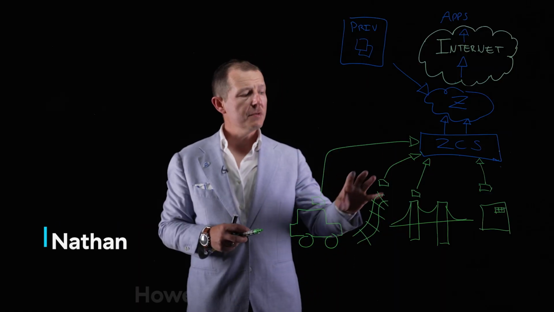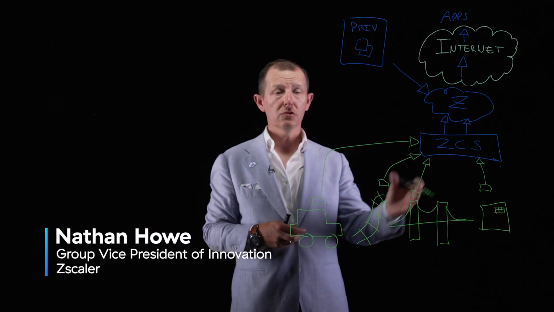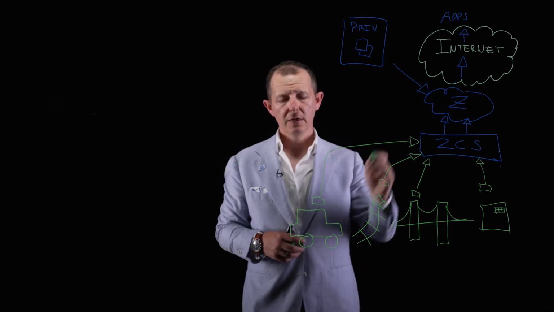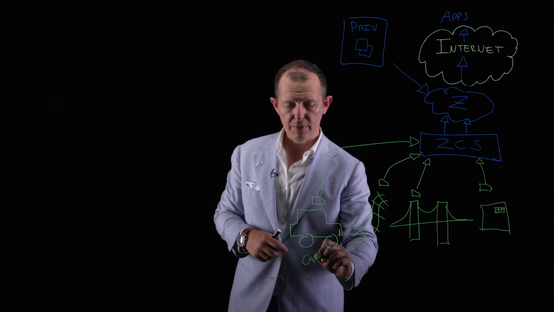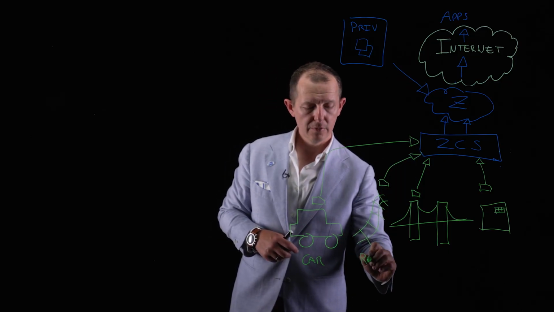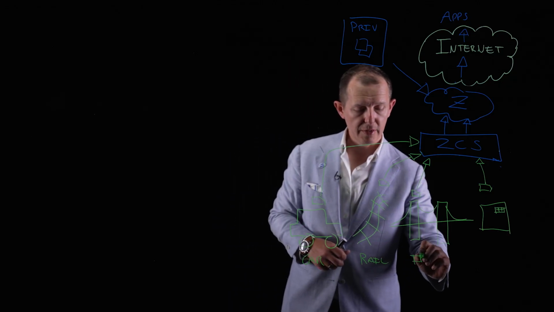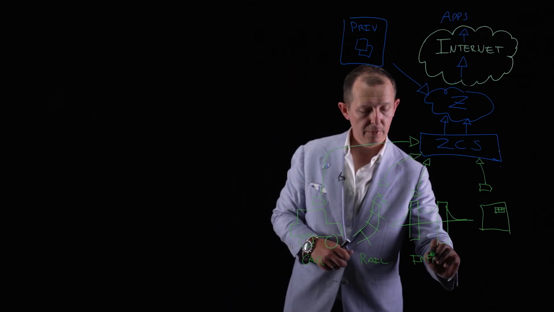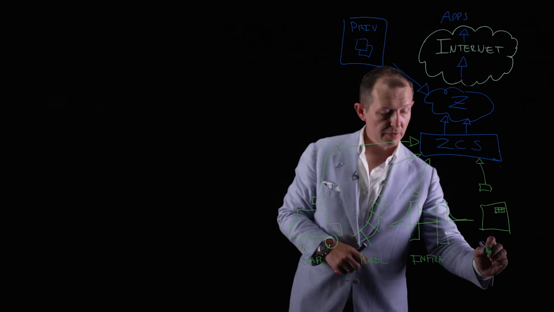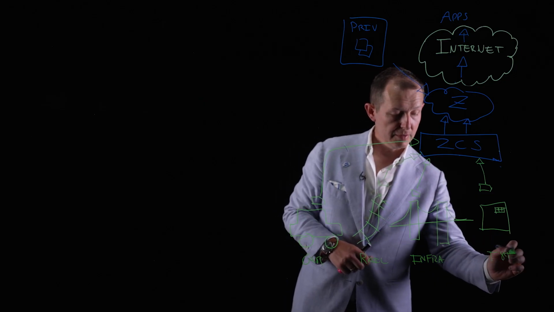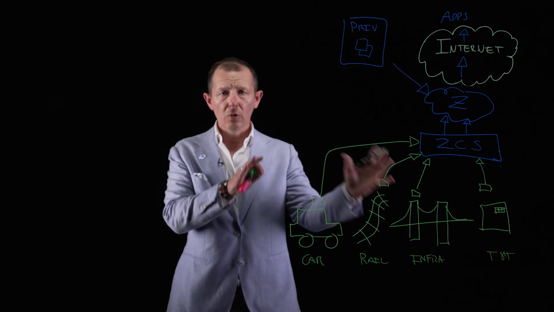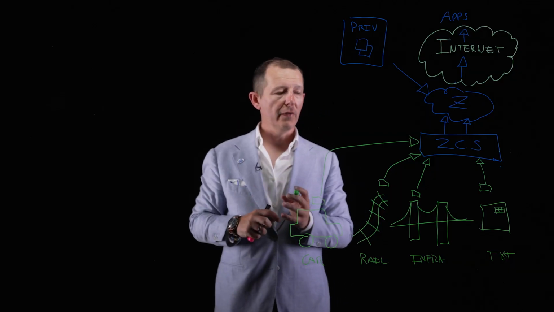I've outlined the types of devices that are connecting to the Zero Trust Exchange and going out. These are things like cars or vehicles, as I mentioned before. We have rail. We have infrastructure, like bridges, and I'll just write infra here, keep it simple. And you have track and tracing. I'll just put it very simple, TNT, track and tracing. There's a lot more, don't get me wrong. I'm sure you have a lot of other very interesting ones.